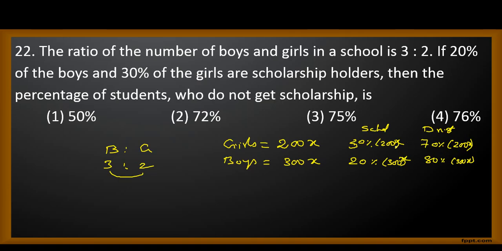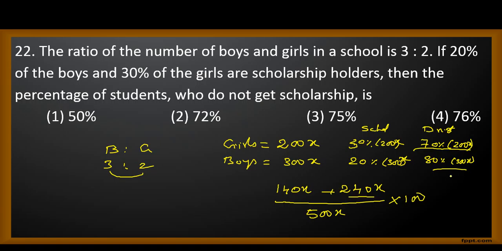But here, 70% of 200 is how much? 140x, plus 80% of 300 is how much? 240x. This is the number of people who do not get scholarship. But what is the total number of people? 500 into 100. How are we getting this 140x? This 140x is nothing but 70% of 200x. This 240x is nothing but 80% of 300x.